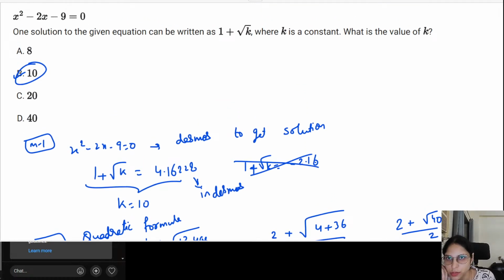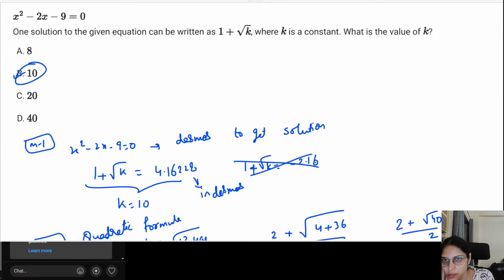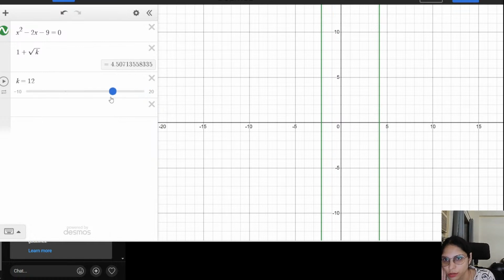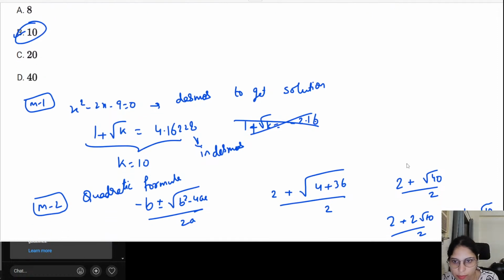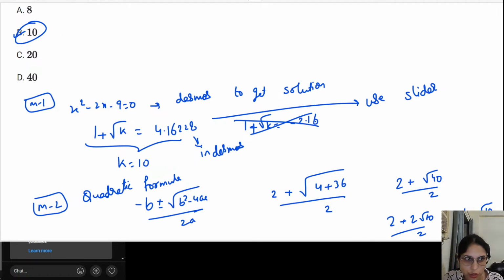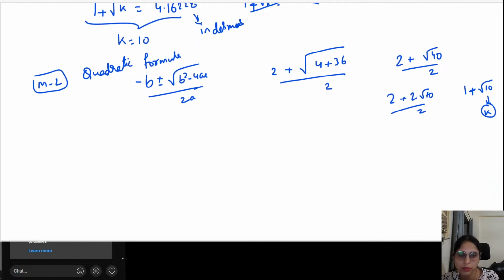And then use the options. At 8, no. 10, we're getting close. You can try 20. No. So 40 is also not going to work. 10 is your answer. So you can also use a slider. Got it? Because you know what your solutions should be. And I will just make it above so that you can see the entire solution. My face is not covering it. So yeah, lots of sliders.